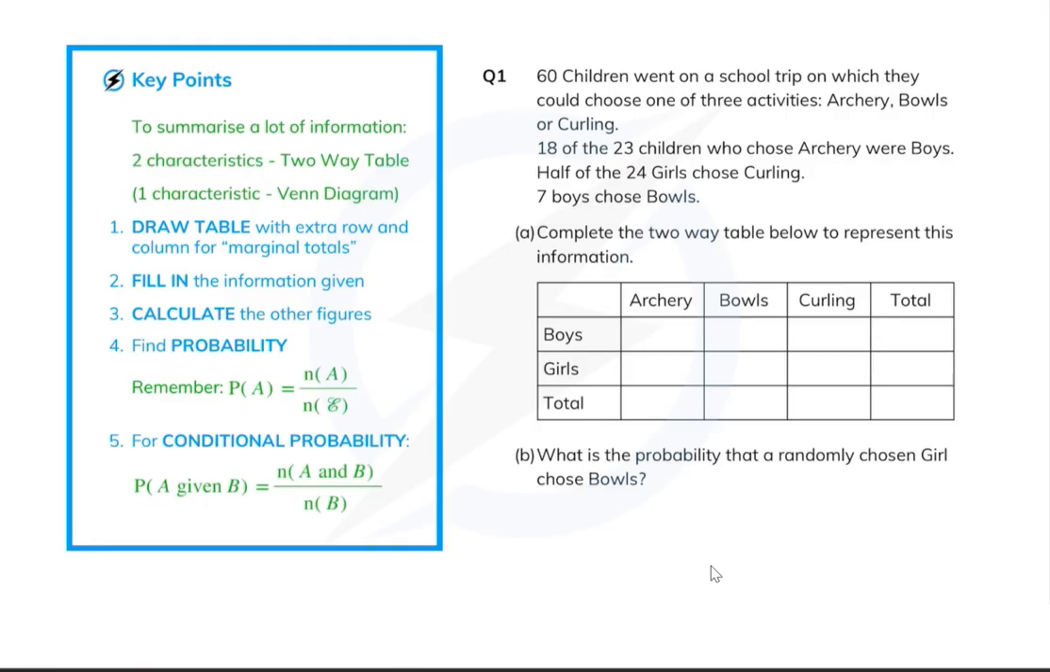Had we not been given two characteristics, but just one, let's say which activity they chose, we'd have used a Venn diagram, and there is a separate tutorial on how to do that. So what are we going to do when we're given this information?